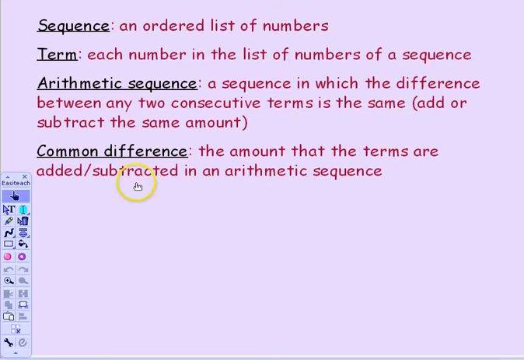We do have this word up here, subtracting: add or subtract the same amount. Whenever a sequence is subtracting the same amount, we use a negative number for the common difference. It's showing that the sequence is actually decreasing. It's going down each time. We show that with a negative D value.